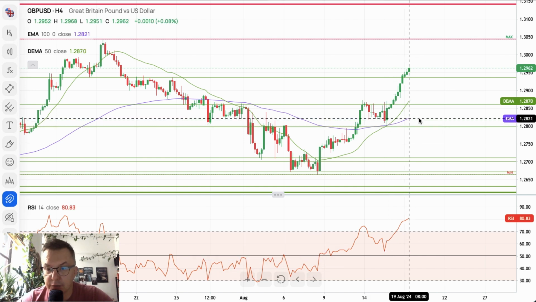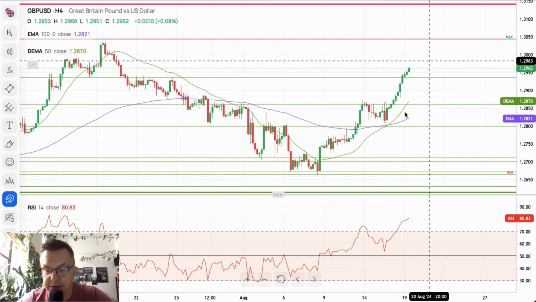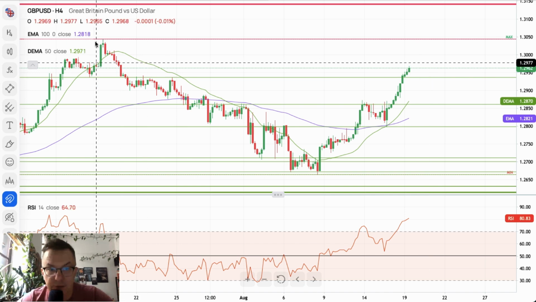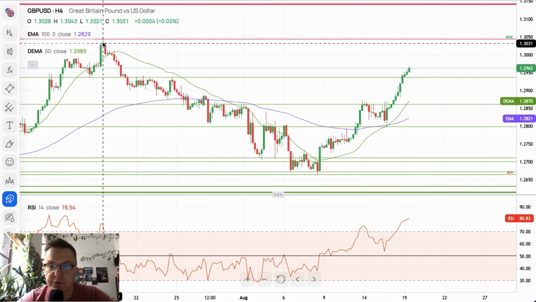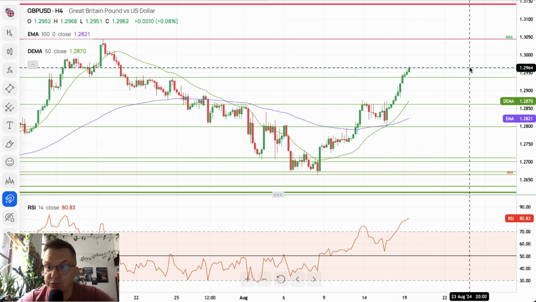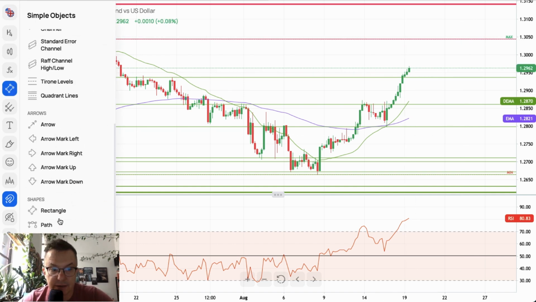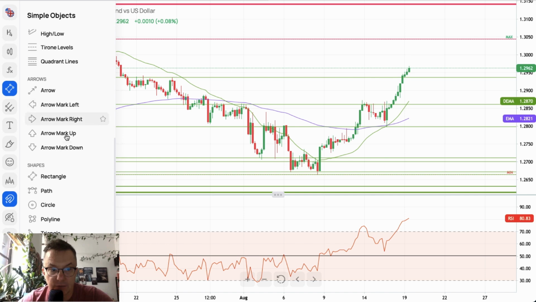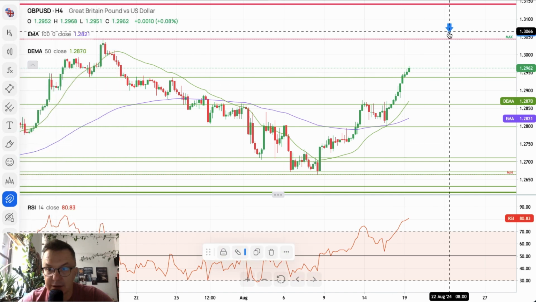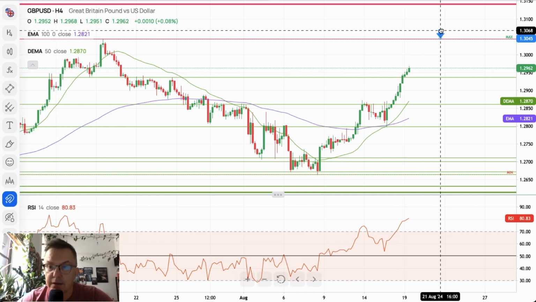And now we are trading above the 50 and 100 period moving average. We are still moving higher. The target is 1.3043. It will be 1.3 if we hit this level. So that's a key level here. That's a very important level for the bulls. It looks like the market wants to go there, and there is nothing that the bears can do so far.